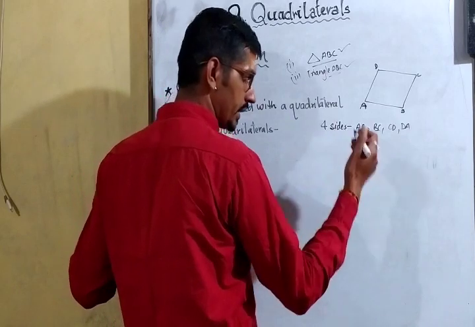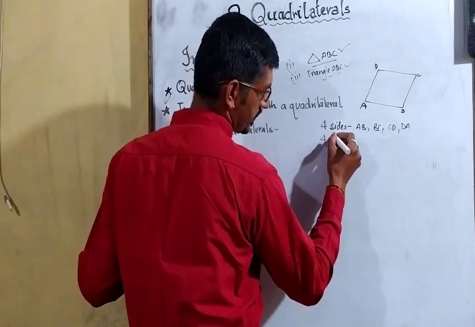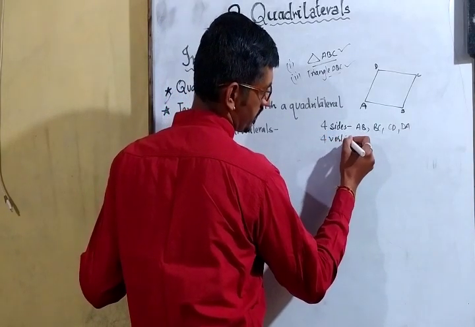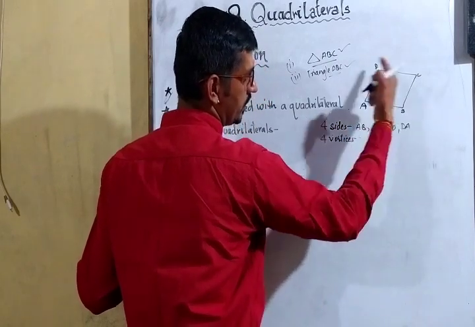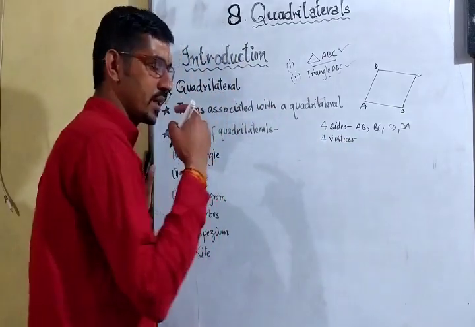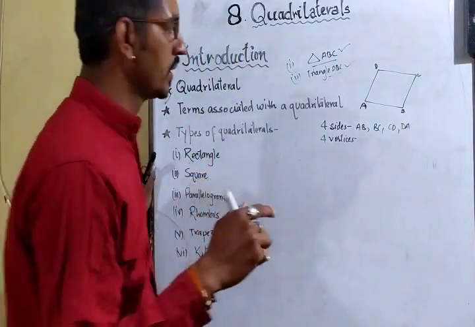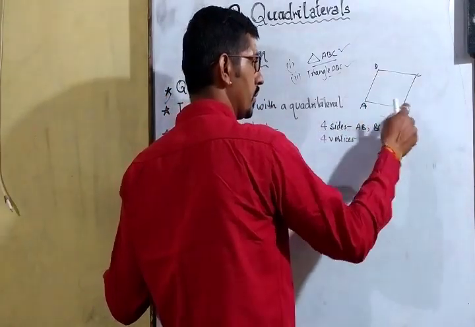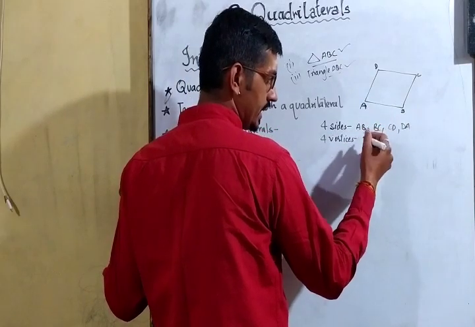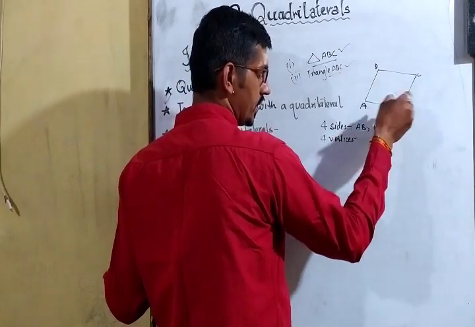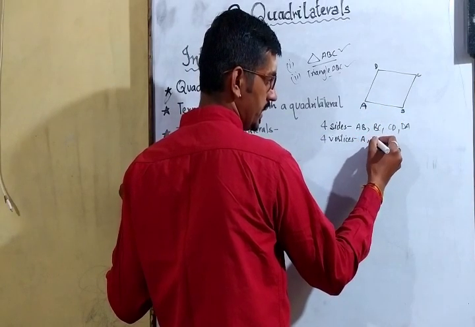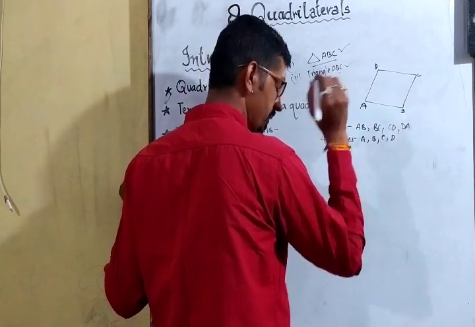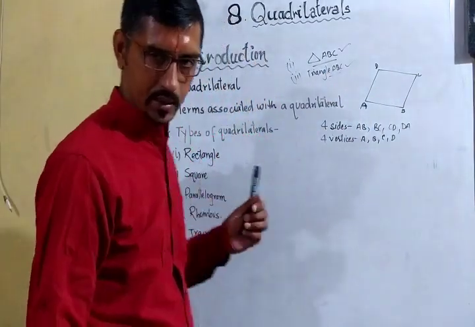And another term, four vertices. Four vertex कौन कौन से? 1 2 3 4. Now what is a vertex? A vertex is a common point between two lines. दो लाइन के बीच का कॉमन पॉइंट को हम वर्टेक्स कहेंगे. So it will have four vertices, vertex A, B, C and D.